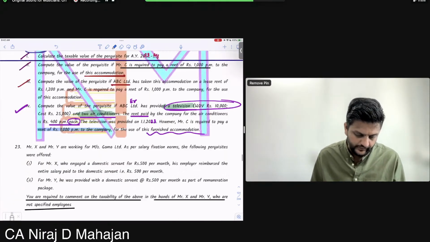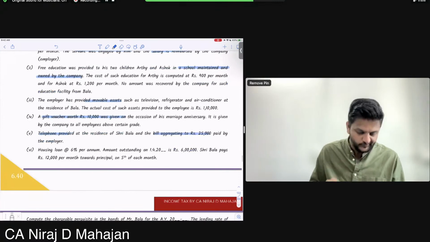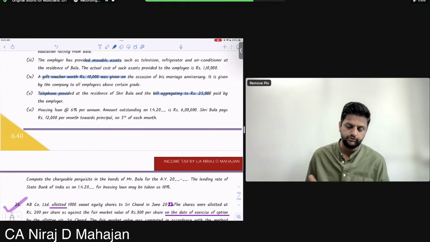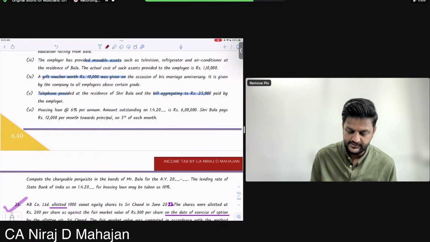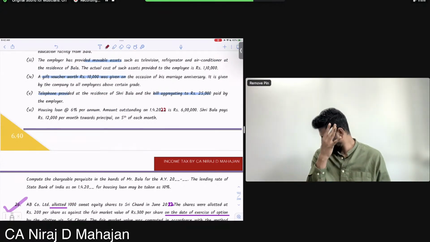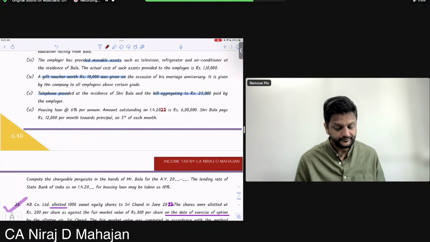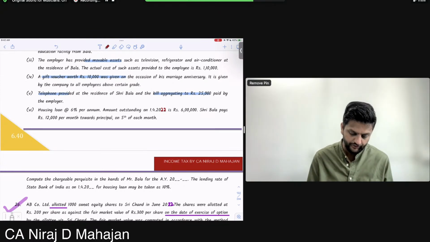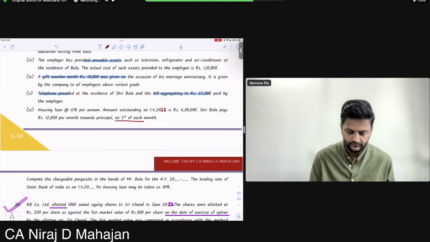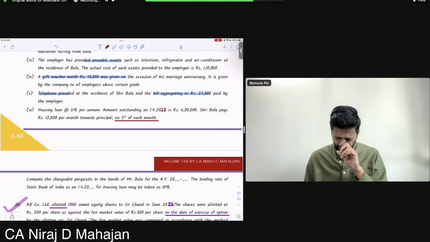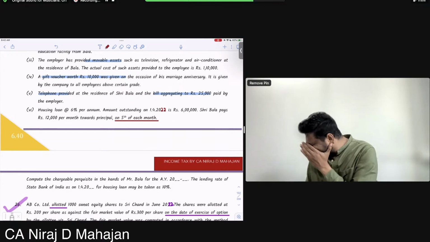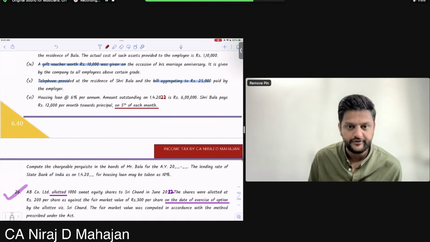Ready? Chalo, where are we? Bala. Housing loan at 6% per annum. Amount outstanding as on 1/4/22 current year is 6 lakhs. He pays 12,000 per month towards principal on 5th of each month. Compute chargeable perquisite for the year 23-24 AY.